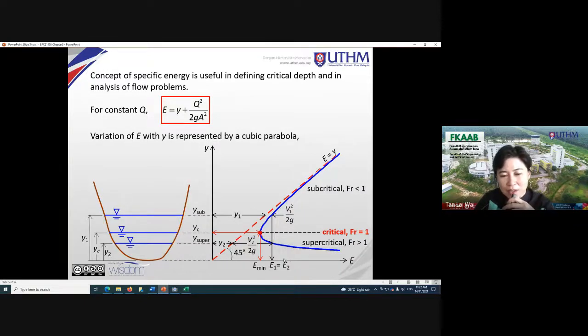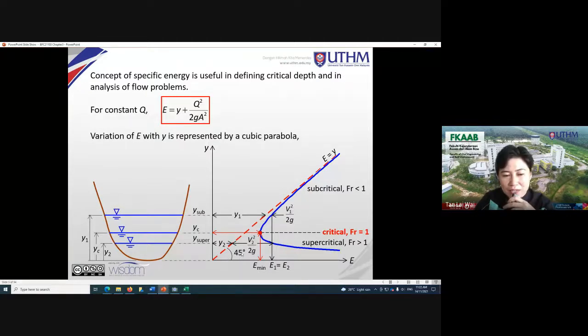But if your scale is different, for example, if your E is 2 meters and this is 1 meter, that means you are going to have larger than 45 degrees for E equals y.